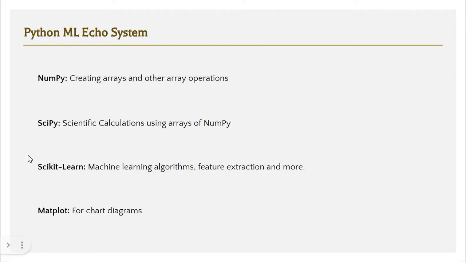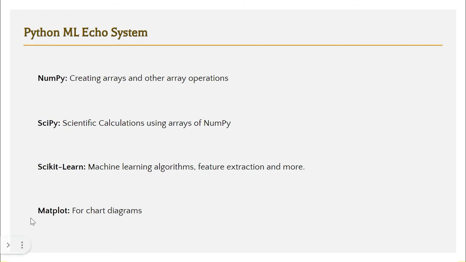The next library we should be aware of is scikit-learn. As part of this library, we have all the machine learning algorithms, feature extraction and other kinds of functions. It takes help of these scientific calculation libraries, and using them, it performs certain machine learning algorithms.